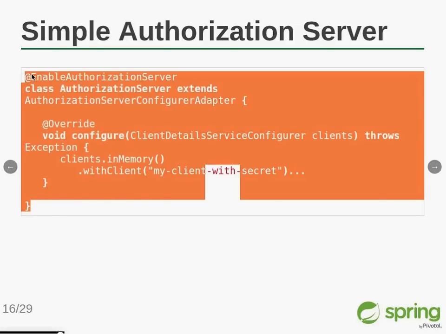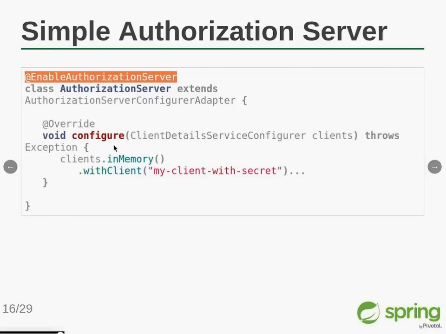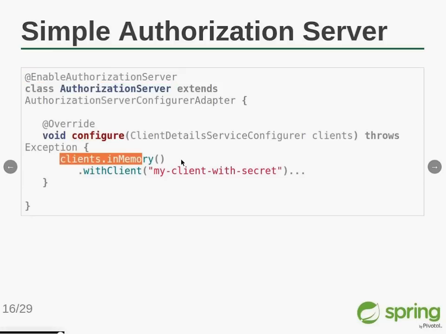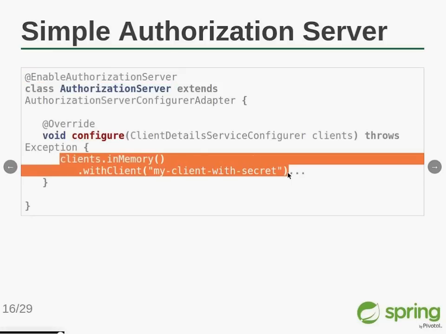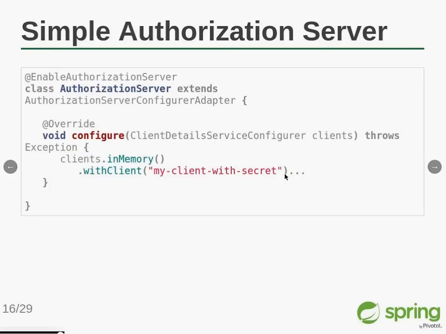Basically, it just says enable authorization server, and this is a client which I'm going to register. So a client is a machine, an app that wants to interact with resources and wants to have tokens granted for itself. There's a number of properties you have to set on a client, but basically this is it. It's a few lines of code to get an authorization server working.